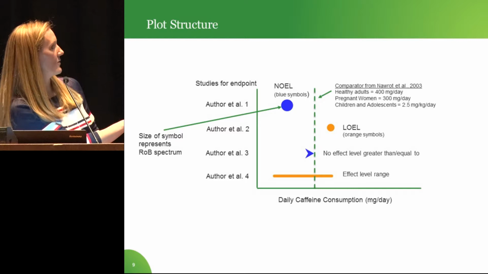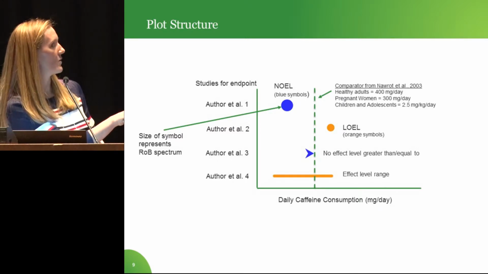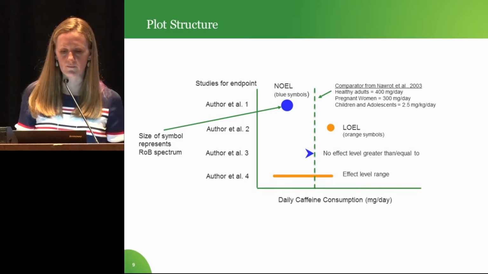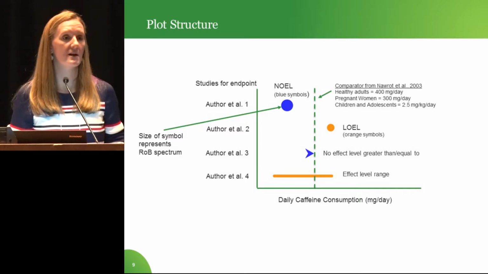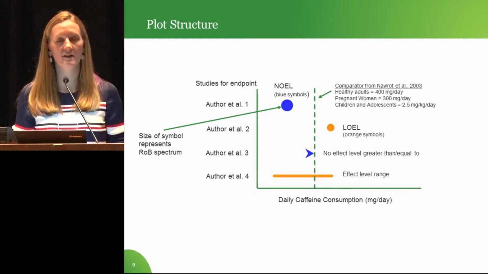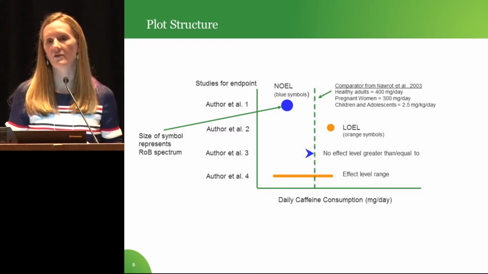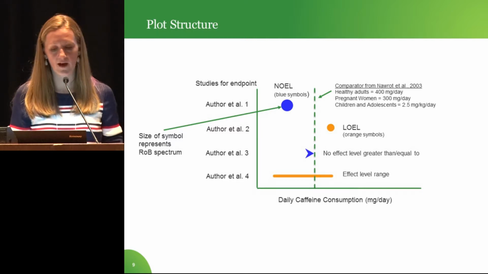In this example, we're showing the blue symbols are no effect levels, and the orange symbols are lowest effect levels. The data came in a variety of formats, and oftentimes we did not have discrete numbers. Sometimes we did if it was, for example, a single dose study in an RCT, or if the author specifically commented on, for example, a threshold associated with an effect.